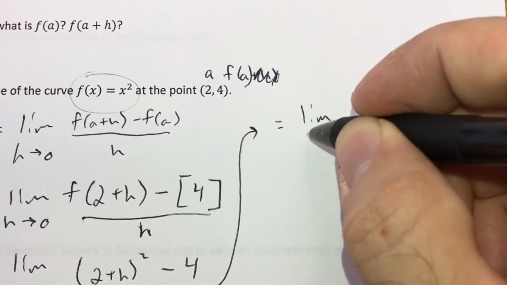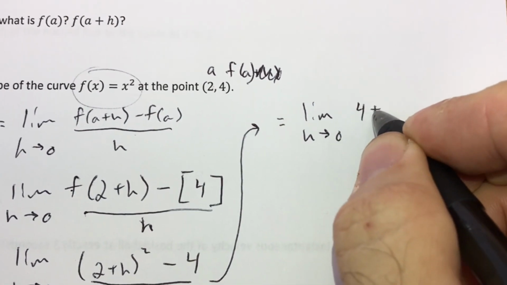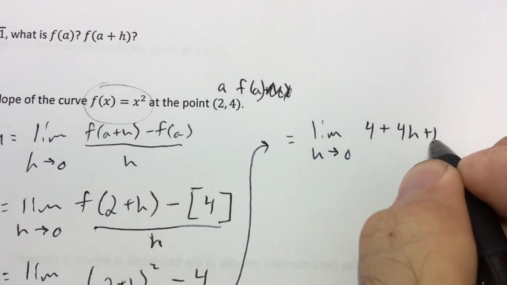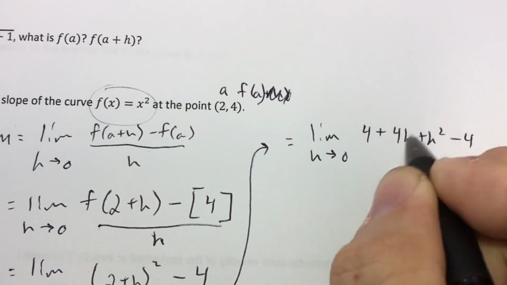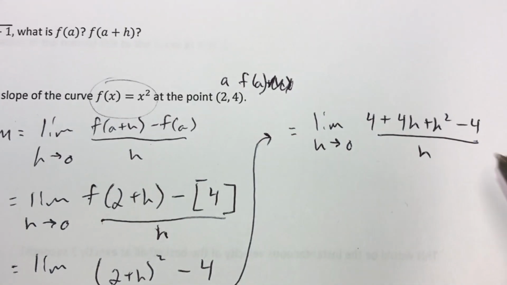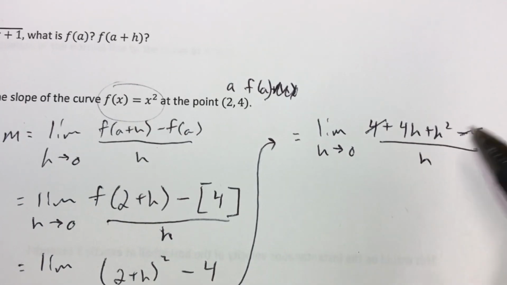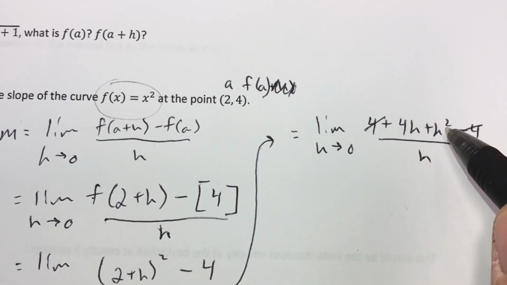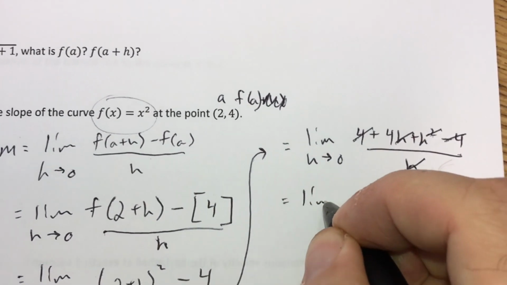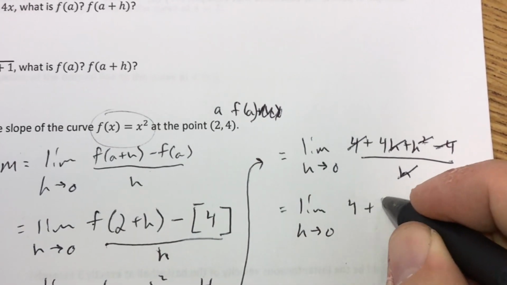So we can't evaluate the limit yet, but we can simplify. We end up getting 4 plus 4h plus h squared minus 4, all over h. Now the goal here is that you will be able to cancel things out. So this is just evaluating a limit. Still can't plug in h? Well, look at that. 4 minus 4 is 0, and everything that's left behind has an h in the numerator, so I can cancel out a factor of h from everything I see. So what I'm left with is the limit as h approaches 0 of 4 plus h.